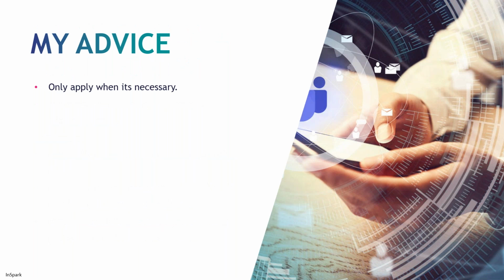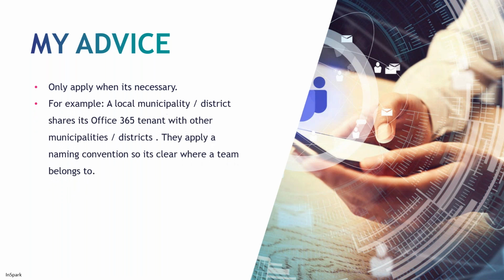So that's why my advice is only apply it when it's really necessary, when there's really a business requirement to do so. So for example, we had a local district, and they shared their Office 365 tenant with a couple other local districts and external companies. So for them, they had to use a naming policy so they could see when a team was created, which district or which organization it belonged to, because then they could immediately see, hey, this is district A, this is B, this is company A, this is company B. So that helped for the business users and also for IT. So that was a good business case.